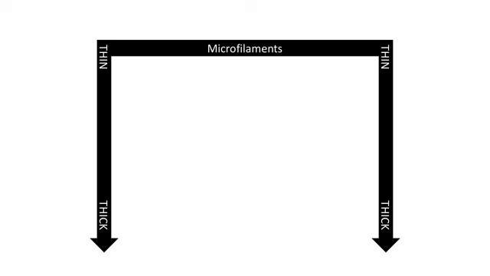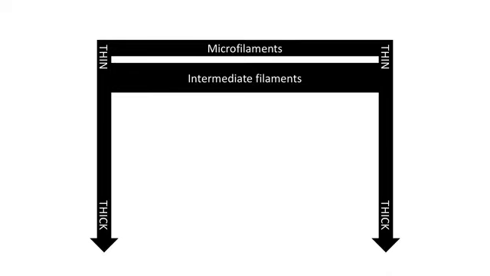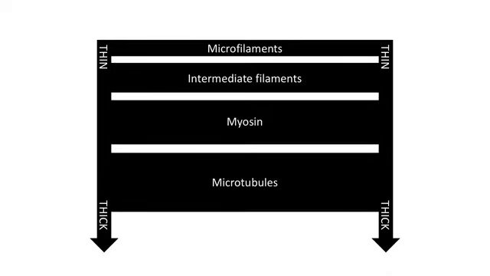There are microfilaments, which are the thinnest filaments. There are microtubules, which despite also being called micro, are actually the thickest type of filament. And then in between the microtubules and the microfilaments are the intermediate filaments, which have a diameter about half as large as the microtubules. And there's myosin, which is a little bit larger than the intermediate filaments. So again, going from the thinnest to the thickest, it's microfilaments, intermediate filaments, myosin, and microtubules.